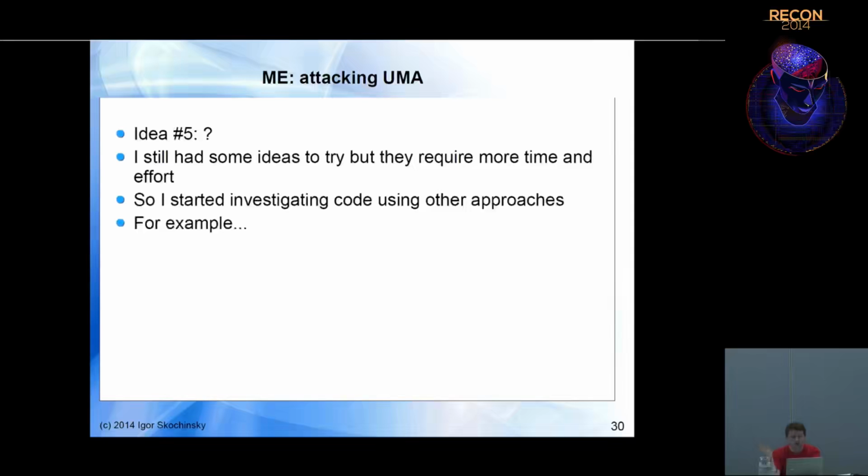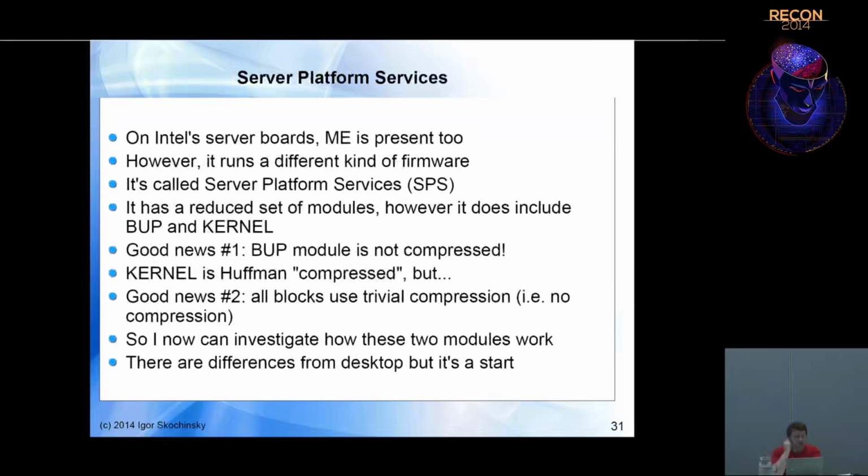So what can I do to analyze the missing code? I found something else called Server Platform Services. On Intel server boards, ME is also present, and it runs a different kind of firmware, which is called SPS, Server Platform Services, and it contains a limited set of modules. It does not have all the consumer stuff like AMT or the TPM stuff, but it does have the bring-up and kernel modules. And great news is that the bring-up module is not compressed, so I can just look at this code.